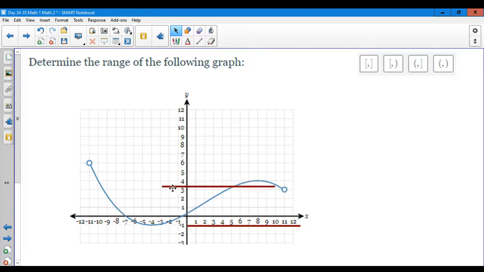So as high as this goes, and it's not this peak right here, because it goes up to right here. So at that open circle right there, that looks like it's at 6. So now we just have to learn how to write that correctly.